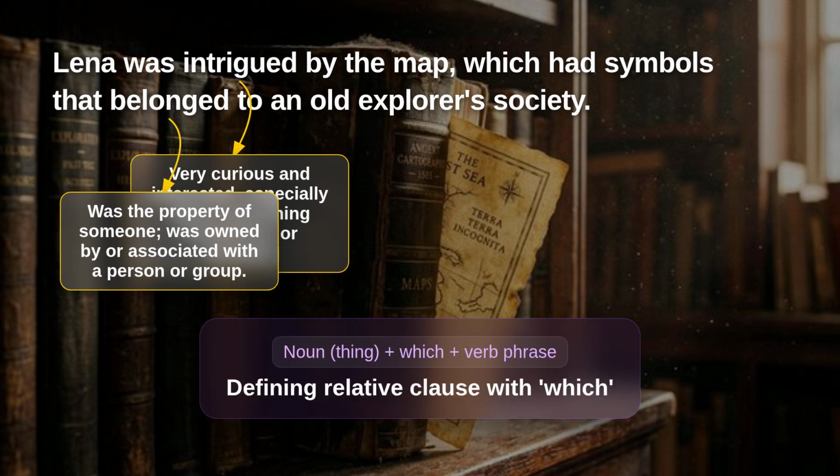Now the grammar. Look at which had symbols. Here we have a relative clause with which. We use which for things, just like that. But which is often used in more formal or written English, and it can also be used in non-defining clauses. In this sentence, which had symbols gives us extra information about the map. And inside that clause, we have another that clause, symbols that belonged to. So we actually have two relative clauses in one sentence. The map, which had symbols, and those symbols that belonged to a society. Can you spot both clauses?